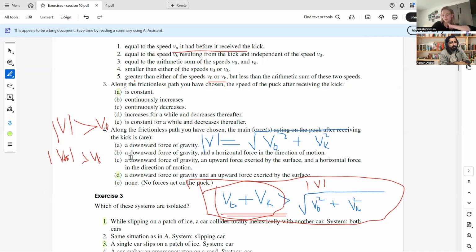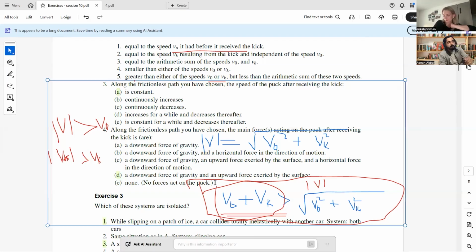Next one: a downward force of gravity, an upward force exerted by the surface, and a horizontal force in the direction of the motion. Here it describes three forces, but we need only two forces that can balance each other: a downward force of gravity and an upward force exerted by the surface. Those are the only two forces, other than the kick force. So option D is correct here. Is it clear? Yes. Okay.